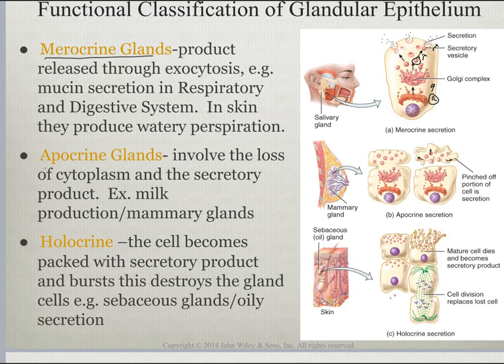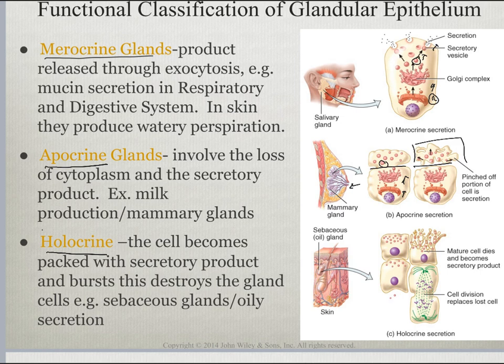The next gland is an apocrine gland. Apo means top. This involves the loss of cytoplasm and the secretory product within. An example is milk production, the mammary glands. So look what happens. We essentially pop the top. Similar process, the nucleus tells the cell what to do. The rough ER is making this milk that's being put into these nice, neat little vesicles. And instead of exocytosing, we're pinching off, breaking off the entire top, secreting this out through, in this example, the nipple.